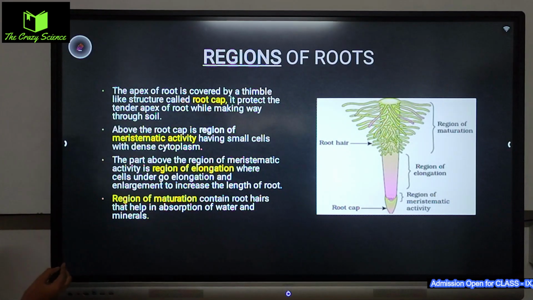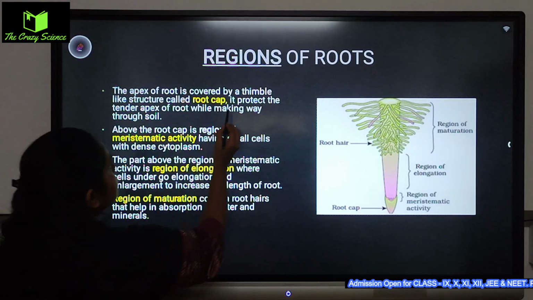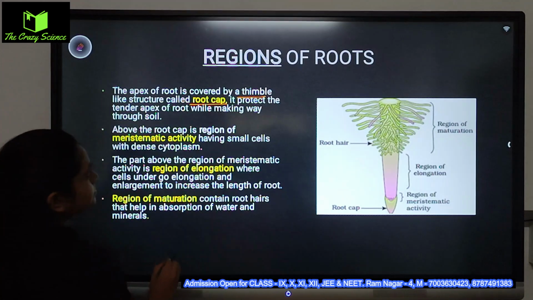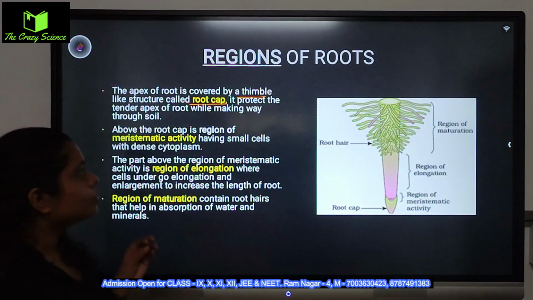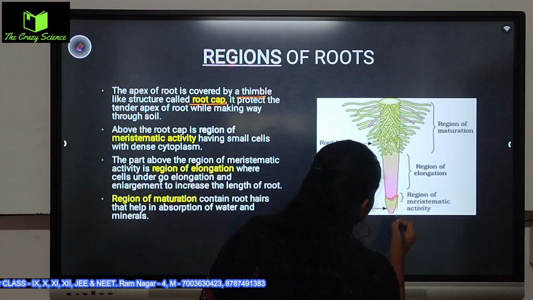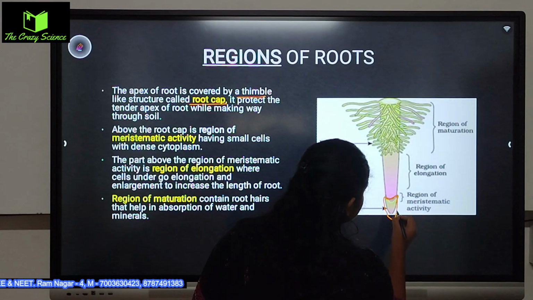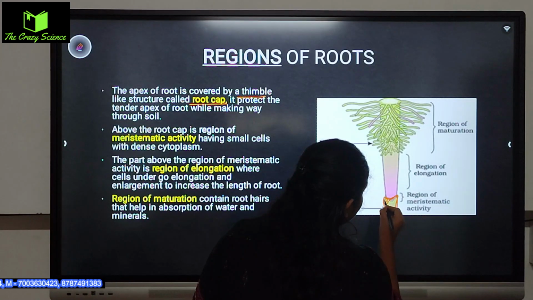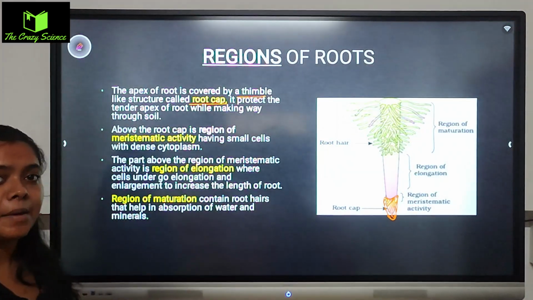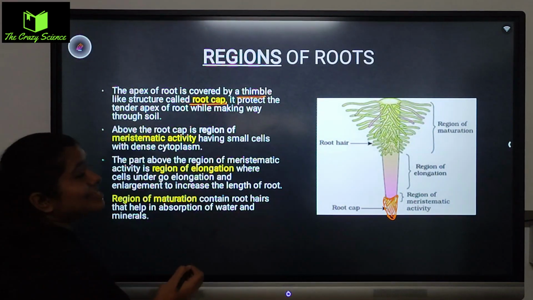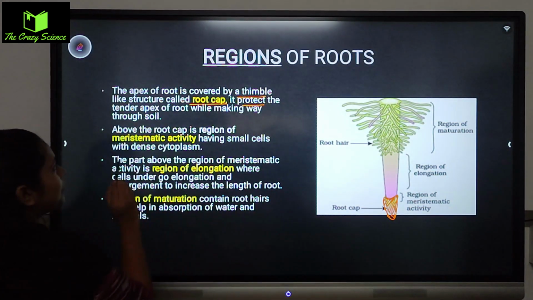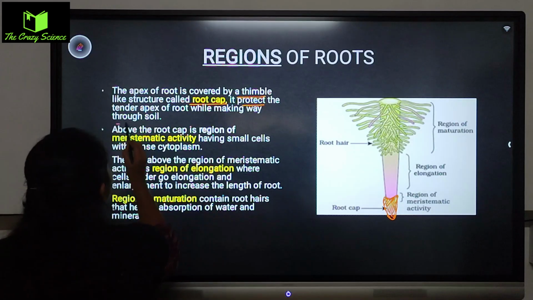The apex of the root is covered by a thimble-like structure called the root cap. Okay, thimble-like structure, root cap. They are talking about this one. So this is a thimble-like structure and very protective in nature. This is the root cap. What is its function? It protects the tender apex of the root while making a way through the soil.